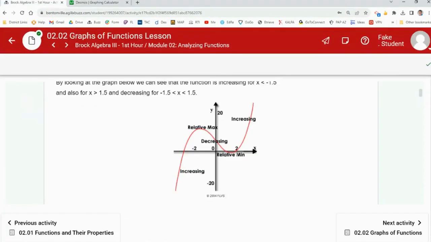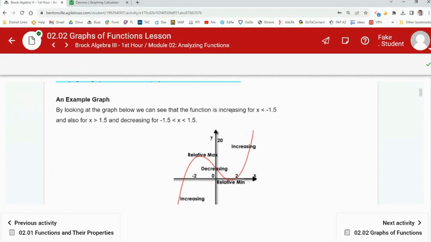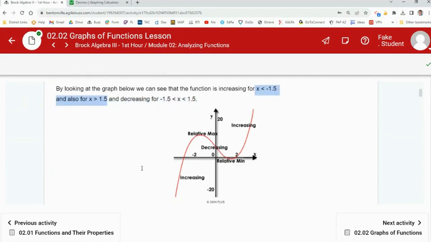All right. So we see that it's increasing to that relative max, decreasing to the relative min, increasing again. And they show right here. It's increasing for x less than negative 1.5 because that's where their relative max is, and also increasing for x greater than 1.5. So that's the interval of increase. And it's decreasing in between there. That's another way you can write that.